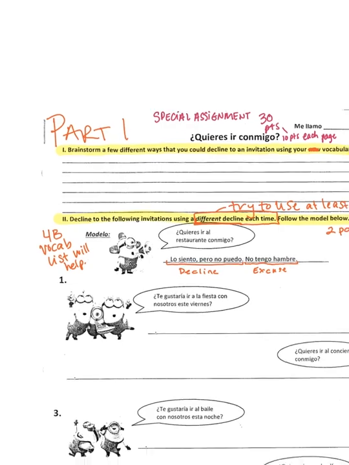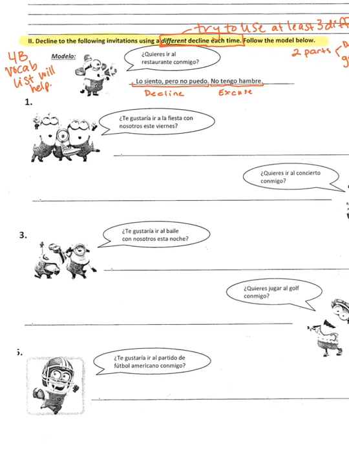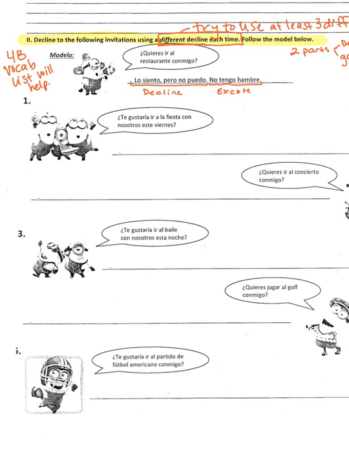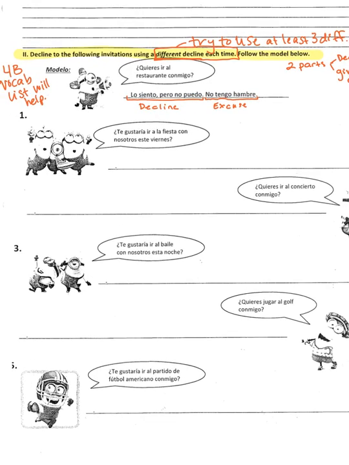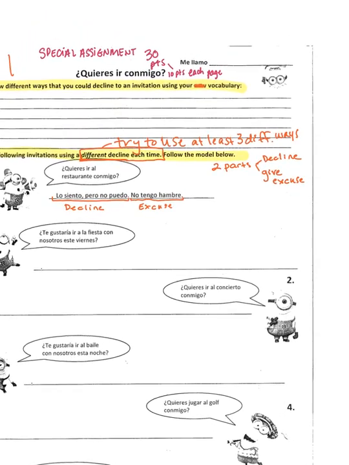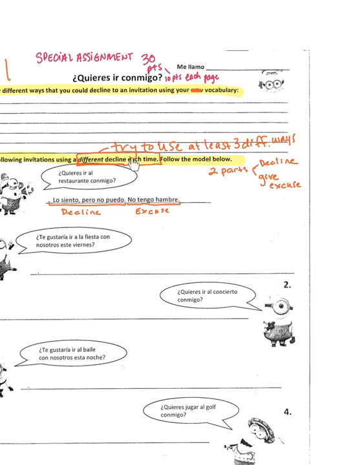All right. So then, you have these 5 different little situations, okay, with these little guys. And you want to decline their invitations, okay? So try to use at least 3 different ways. Here you should have brainstormed quite a few, right? Here try to use 3 different ways. So you'll repeat a few of them, but try to show me that you know 3 different ways.